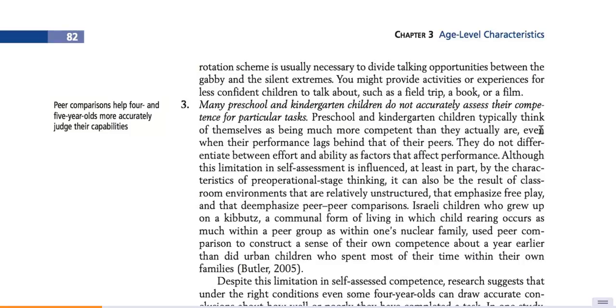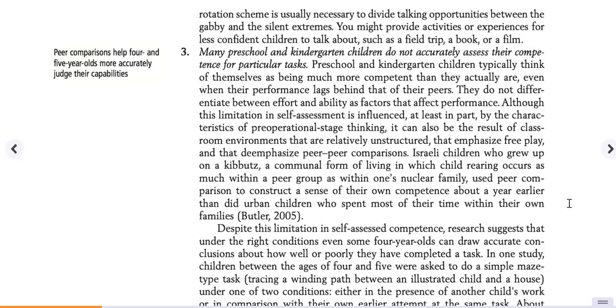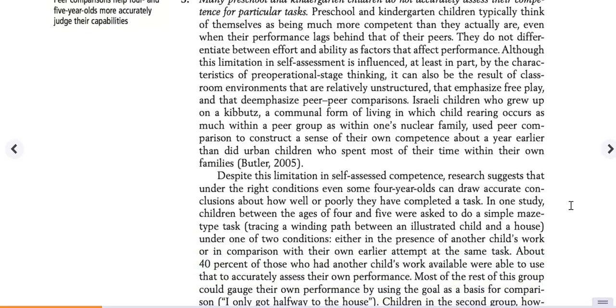Many preschool and kindergarten children do not accurately assess their competence for particular tasks. Preschool and kindergarten children typically think of themselves as being much more competent than they actually are, even when their performance lags behind that of their peers. They do not differentiate between effort and ability as factors that affect performance. Although this limitation in self-assessment is influenced, at least in part, by the characteristics of pre-operational stage thinking, it can also be the result of classroom environments that are relatively unstructured, that emphasize free play, and that de-emphasize peer-peer comparisons.